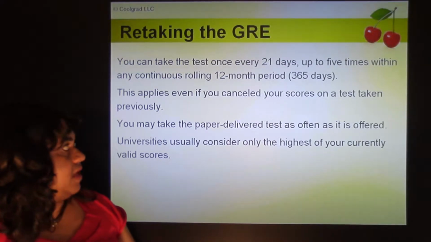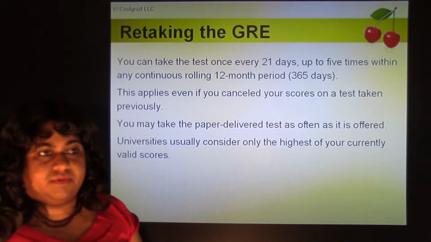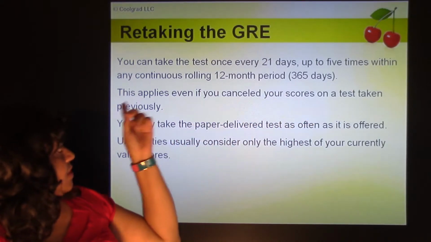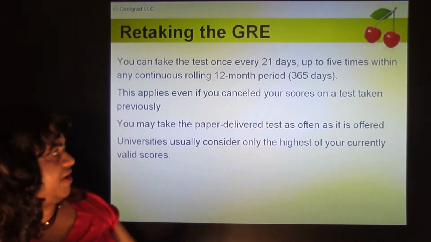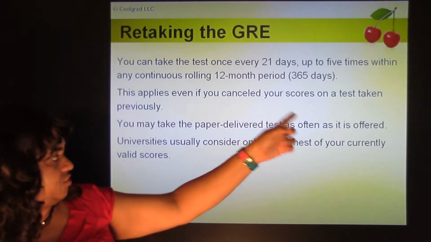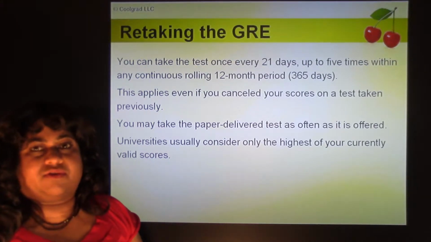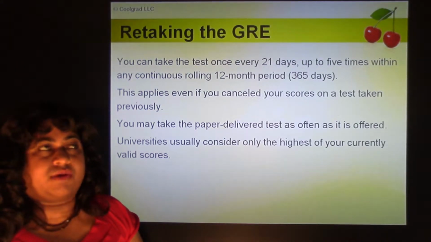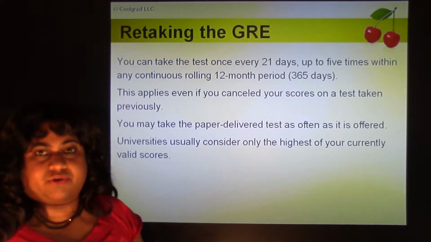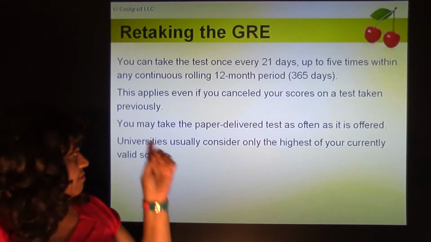Retaking the GRE. You can retake the GRE after 21 days. If you do badly the first time, after 21 days you can reschedule the GRE, up to 5 times within any continuous rolling 12-month period, 365 days. This applies even if you cancelled your scores on a test taken previously. It's never a good idea to cancel your test scores unless you've done really badly or you suffered a blackout in the exam or something. It's good to just give it your best shot and see what score you get. And you can reschedule it after 21 days.